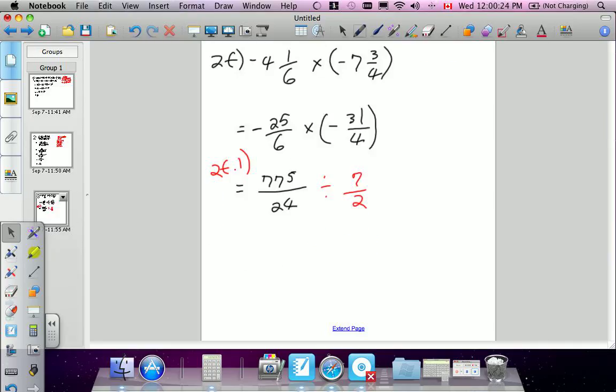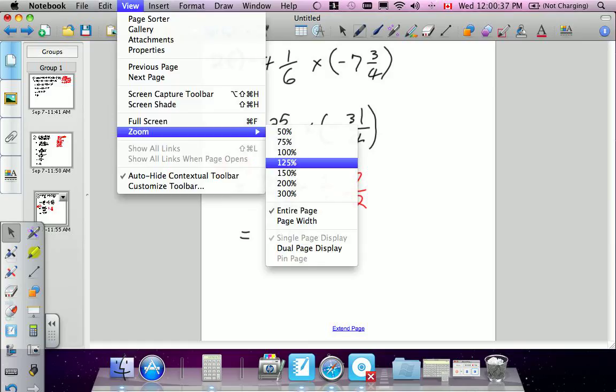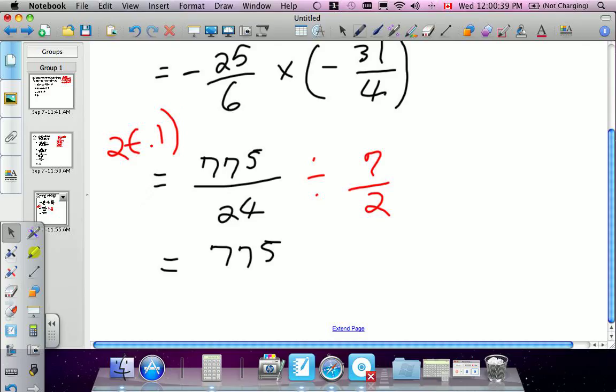Now, when we are dividing fractions, what we need to do, so I'm going to rewrite this question: 775 over 24 divided by 7 over 2. When we divide fractions, what we need to do is turn it into a multiplication question. And in order to do that, I have to flip the second fraction, the other term. So I'm going to write in red what I'm talking about. I'm going to change this division sign into a multiplication sign, and I'm going to flip these two numbers.